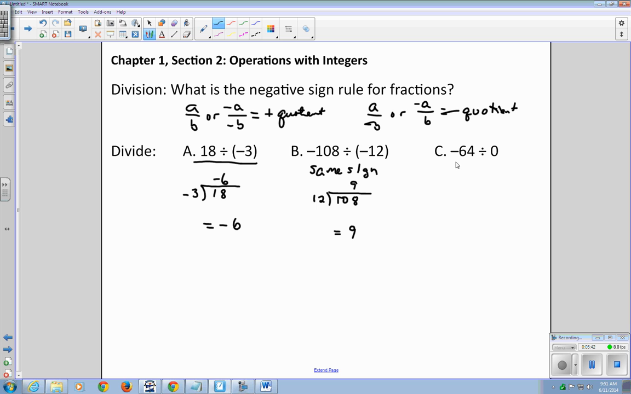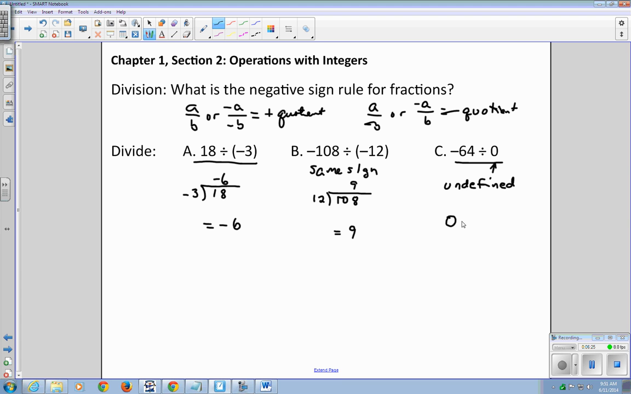How about this one? What do we do with 0? Well, if we're dividing by 0, then we have a problem. Because we'd have to think, well, how many times could we multiply some number by 0 to get negative 64? The answer is there isn't any. We would call this an undefined value. Now, that's if we're dividing by 0. Boy, that's a terrible way to spell undefined. Let me try that again. Undefined, which is U-N-D-E-F-I-N-E-D, undefined.